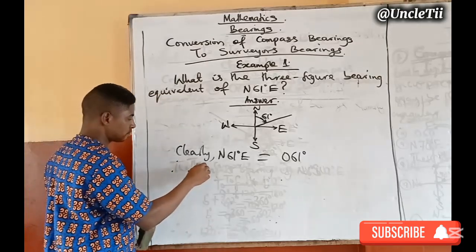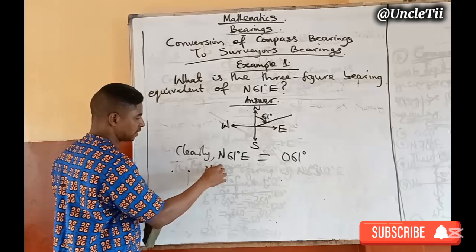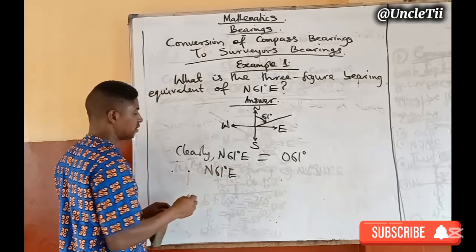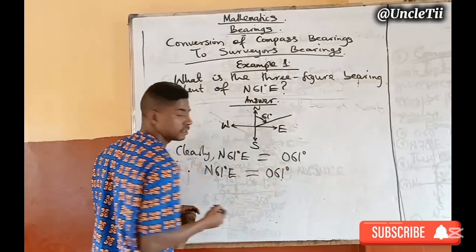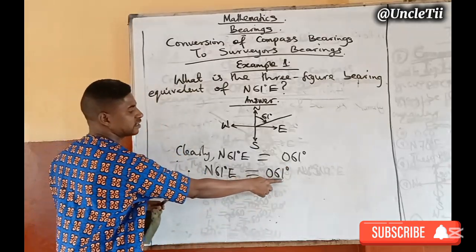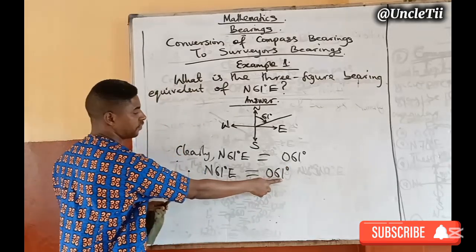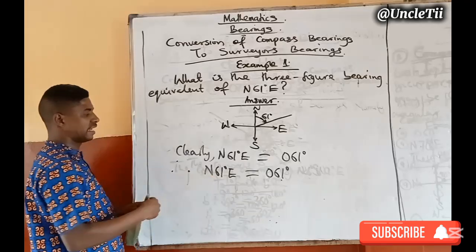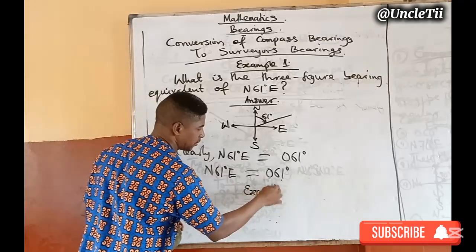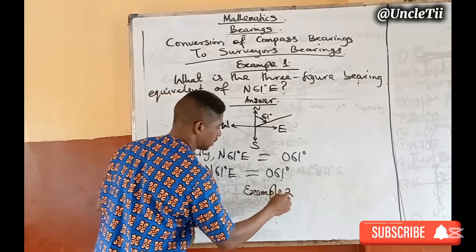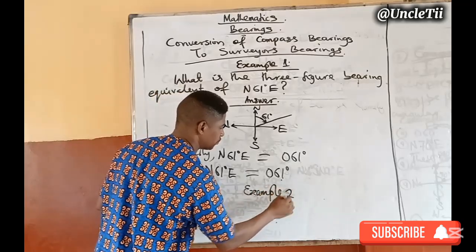Therefore, 61 degrees east of north is equal to 061 degrees. That is the surveyor's bearing, and here is the compass bearing. Let's look at another example. Example 2.